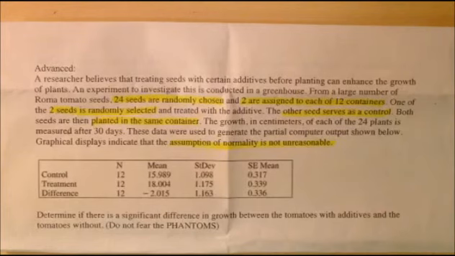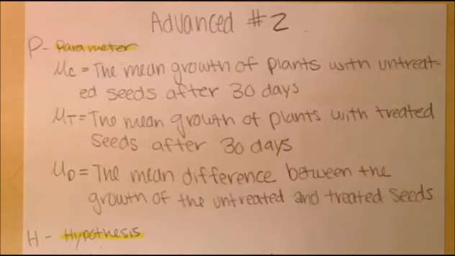The data were used to generate the partial computer output shown below. Graphical displays indicate that the assumption of normality is not unreasonable. To solve this problem, we'll be using a method very similar to what we did in the basic problem, called PHANTOM. So again, we start with P, parameter.